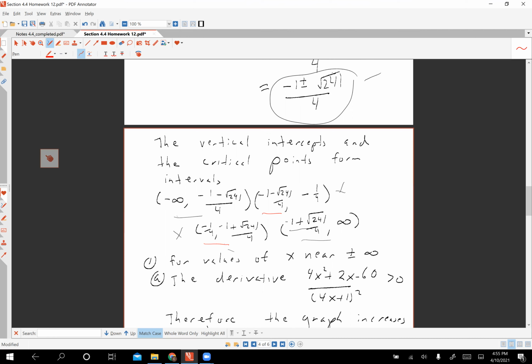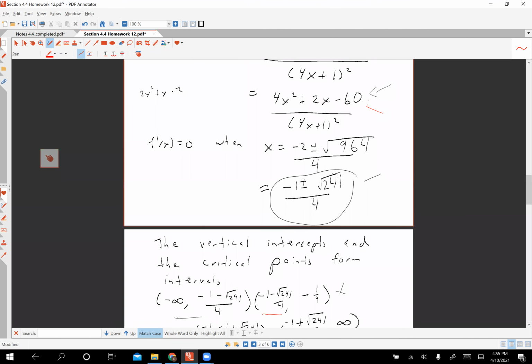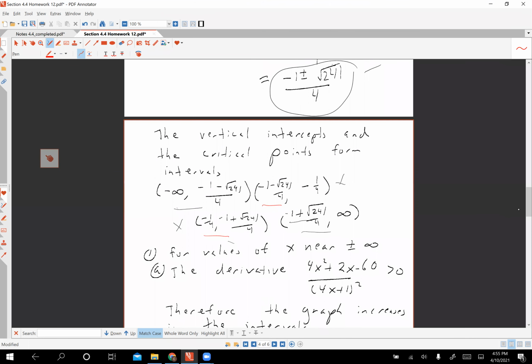So I know for the outer intervals, the first and the fourth one, the derivative is positive again. If x is near -1/4, this minus 60 term is going to dominate, so the derivative is negative. So the derivative is negative everywhere in the second and third interval. So it's increasing, decreasing, and then decreasing and increasing, which might seem strange, except there's a discontinuity. We actually have to take our pencil off the paper to graph.